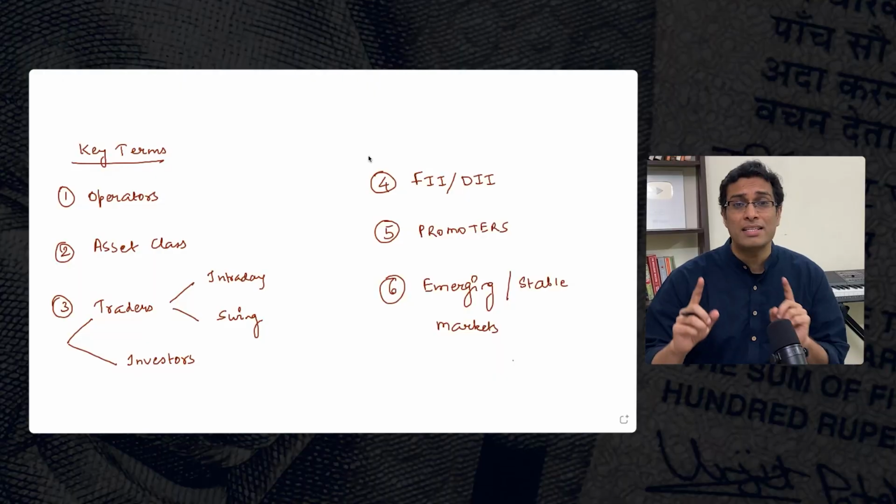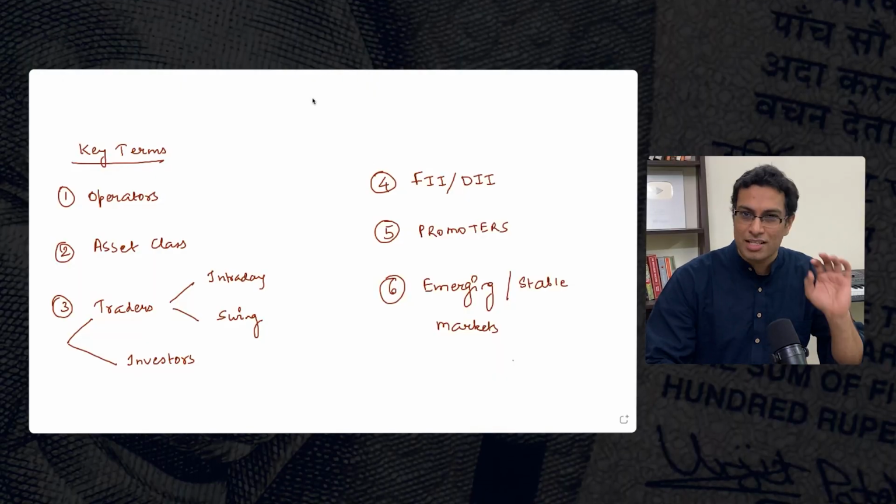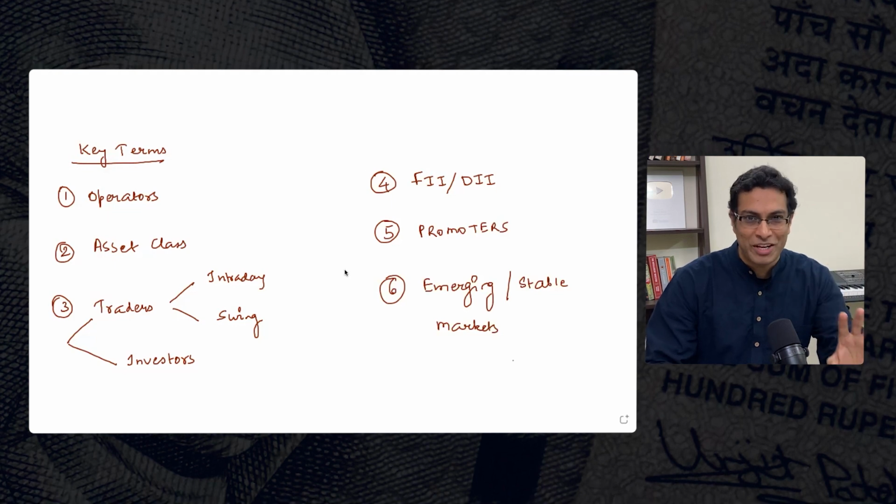So now let us understand some of the key terms associated with the stock market. These are very important. These are a little bit disjoint, but it will help you understand why certain stocks go up or down. So there are six key terms. I'll explain it in a very quick fashion.